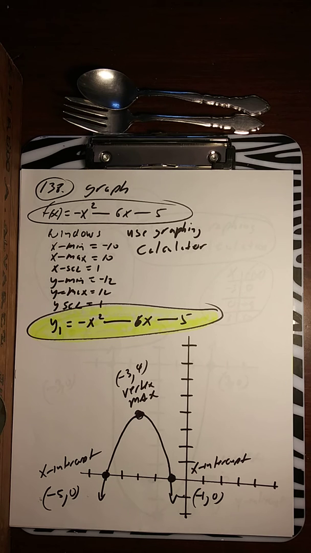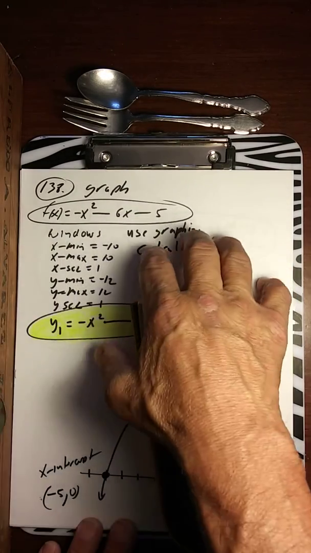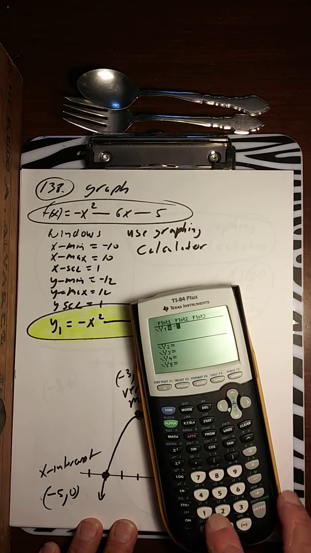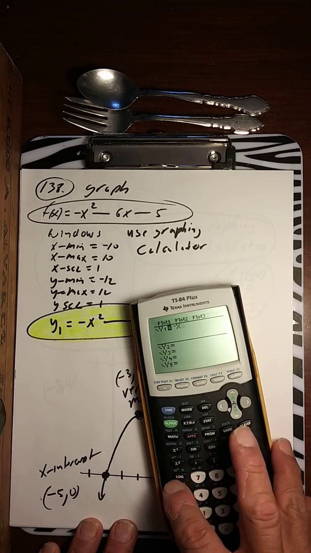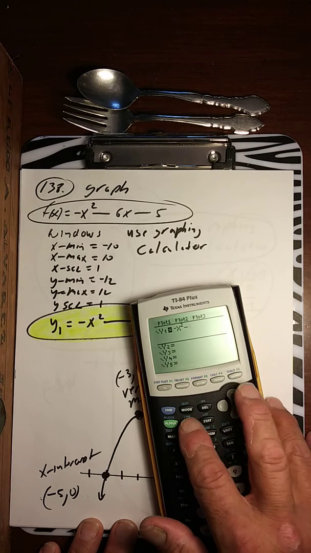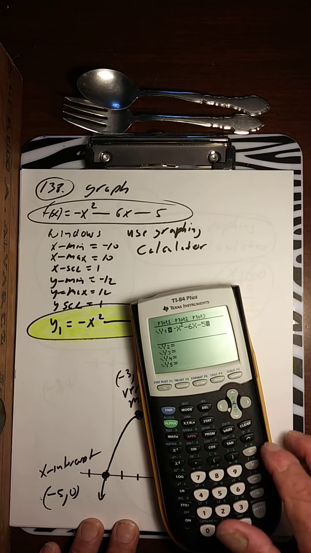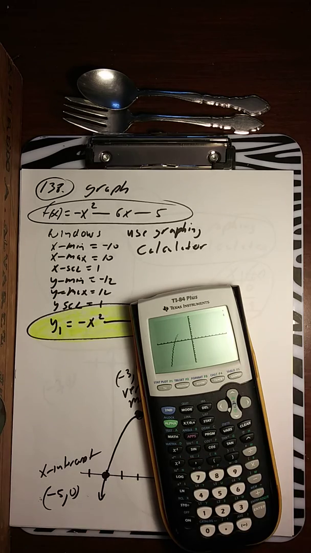Graph this one. Same thing. We're just doing the calculator. We don't have to mess with it. Alright. We have minus x squared. So let's put in negative x squared. Little minus sign. Big minus sign. 6x. And then big minus sign, 5. And hit graph. There it is.